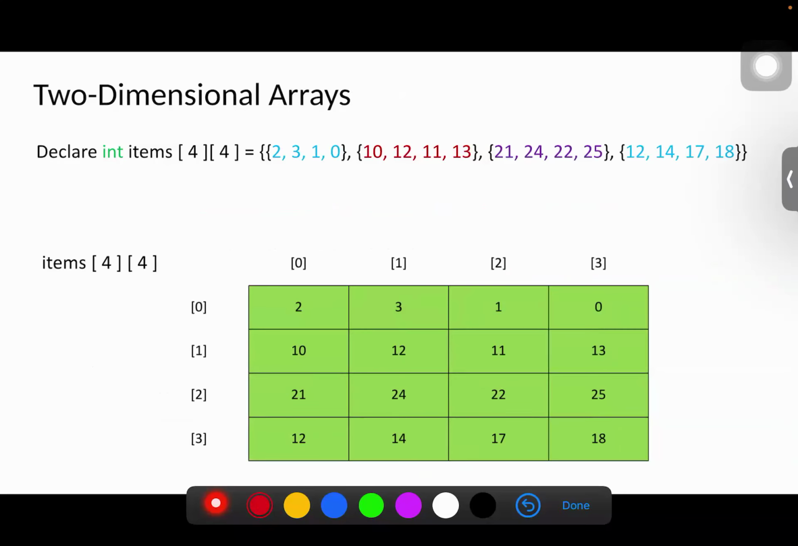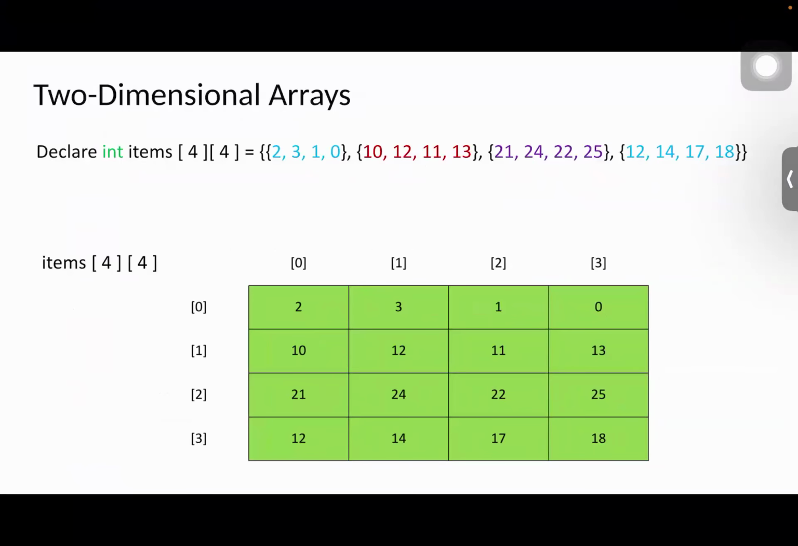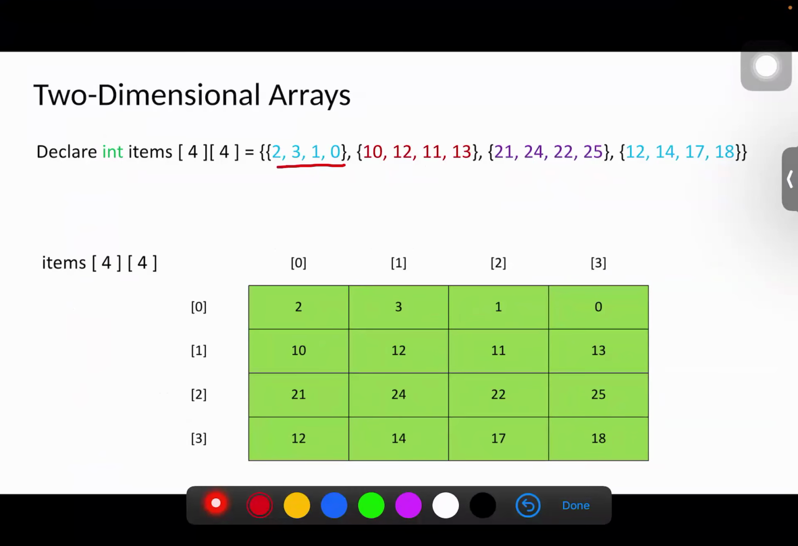Okay, so an example we have over here, we have items, which is an array of 4 by 4. So what it means is that the first row, second row, third row, and the final row: row 0, row 1, row 2, and then row 3.